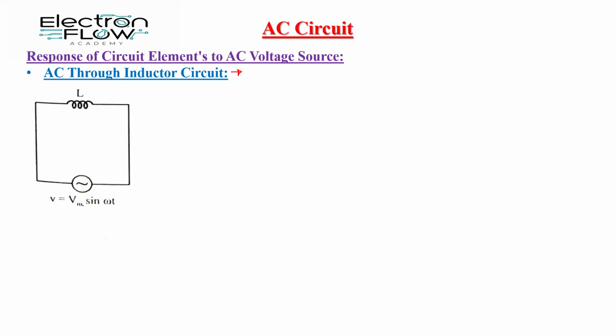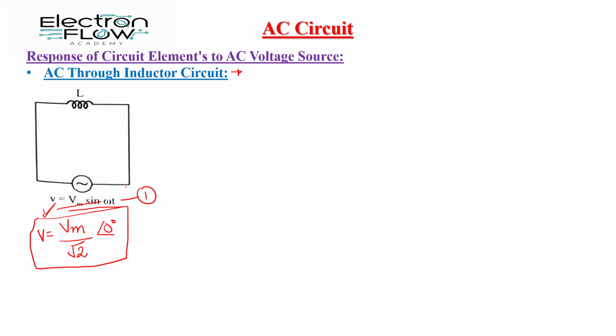Here we know that our input voltage source equation is Vm sin omega t. I can rewrite this voltage in terms of the RMS value, Vm by root 2, at an angle of 0 degree. So this is our voltage equation, my equation number 1.